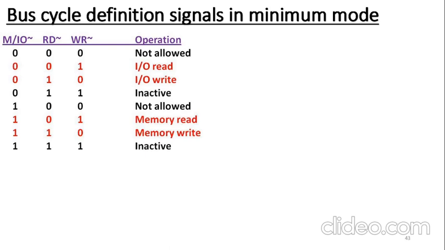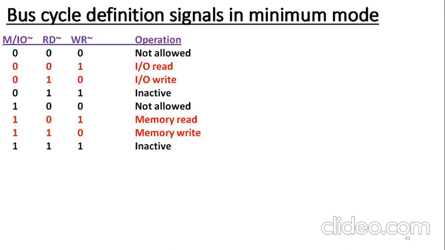Like say M/IO bar 0 means IO operation, RD bar 0 and WR bar 1 means read operation. So the first red colored combination, second row, M/IO bar 0, read bar 0 and write bar 1. It defines IO read bus cycle which is in progress. Then the next row here 0, 1, 0. Again, M/IO bar 0 means IO operation and WR bar 0 means write operation. So 0, 1, 0 will define IO write operation here.